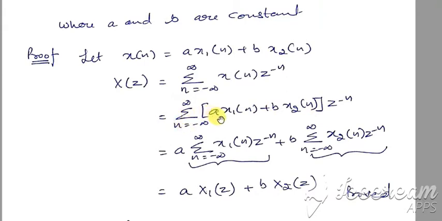We will apply summation over these two terms like this. Now this term can be stated as X1(z) and this term can be said as X2(z). Now we get a X1(z) plus b X2(z).